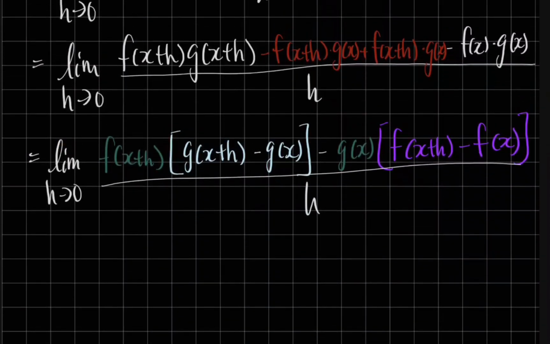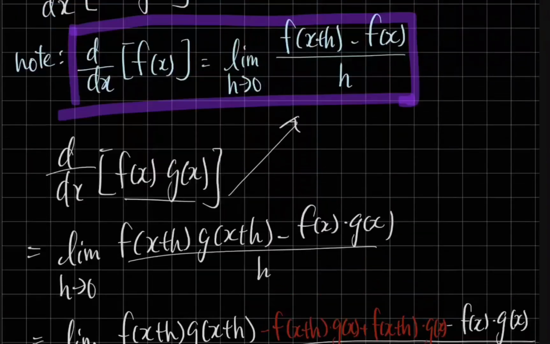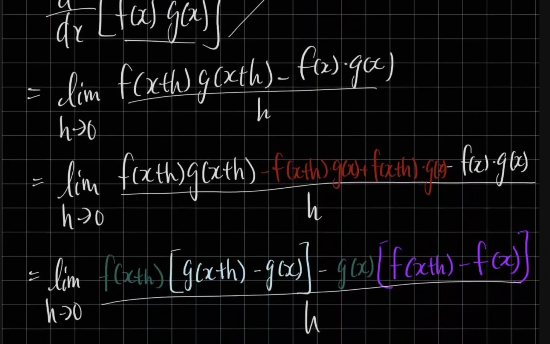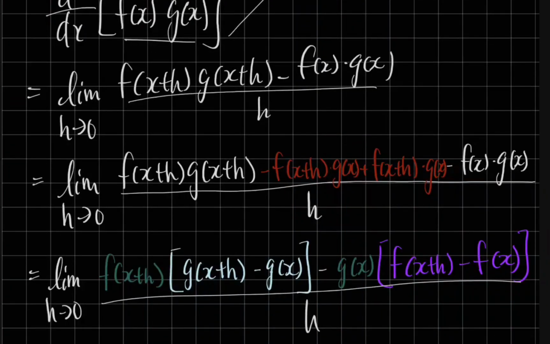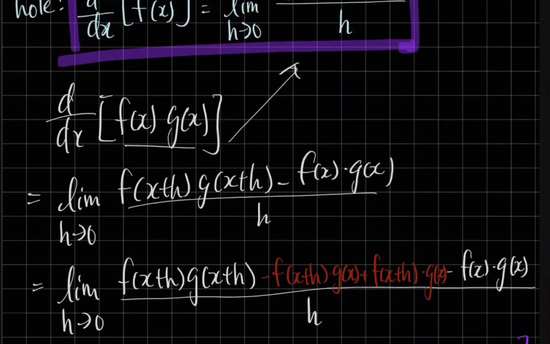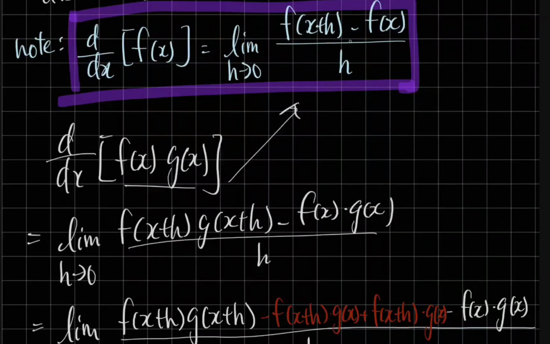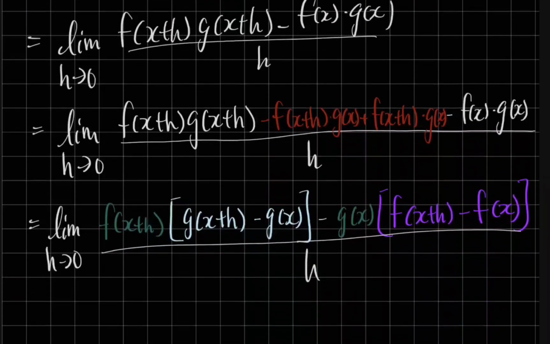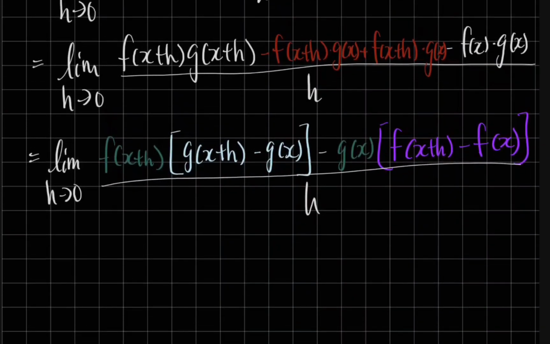Okay, so now you can see something that is very similar to our first principle formula. You can see we have g(x + h) minus g(x), and then we have f(x + h) minus f(x). So this is something that is very close to what we have right here on top in the formula. So I think for those who are very good at algebra, they're going to know what's going to happen next. Sorry, this is supposed to be plus, not minus.